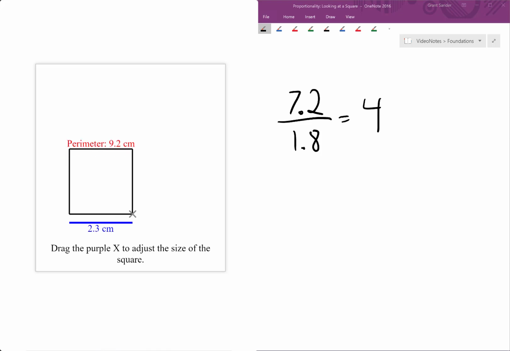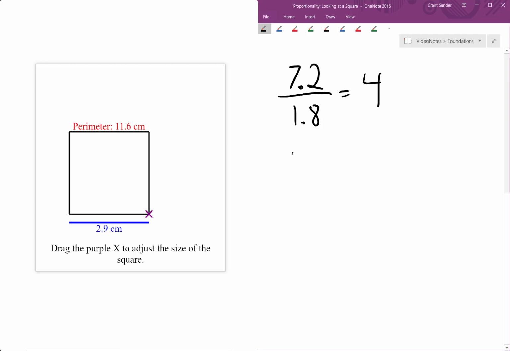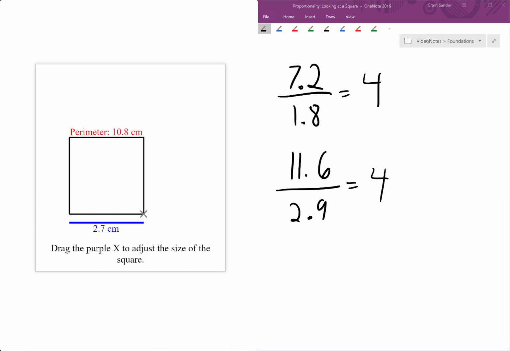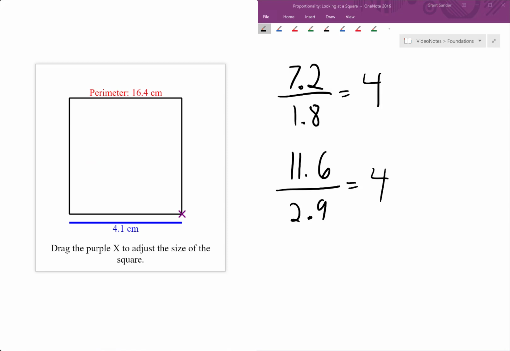Now, if we continue varying the size of this square, and then we posit at some other moment, then at this moment, the measure of the perimeter in units of the side length of the square, which is 11.6 divided by 2.9, also has a value of 4. It turns out that no matter what the size of the square is, the measure of the perimeter in units of the side length of the square is always 4.